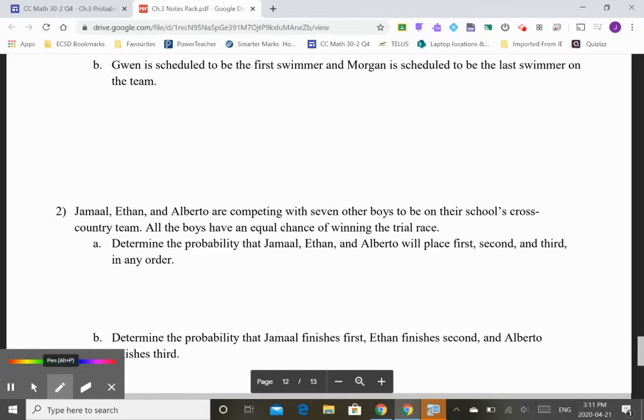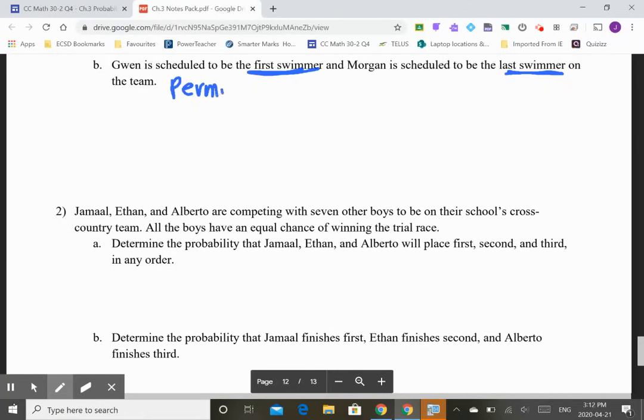Let's look at part B. Part B says Gwen is scheduled to be the first swimmer and Morgan is scheduled to be the last swimmer on the team. Well, now we are giving very specific positions to the 2 girls that we're having on the team. If we're giving them specific positions, that means that order is important, which means that we are now talking about a permutation. So we are going to use permutations to calculate the probability.